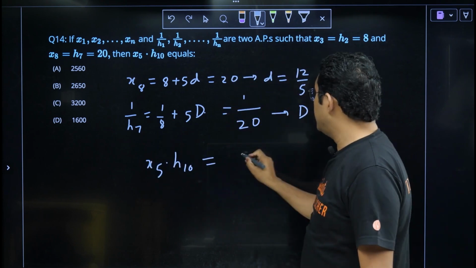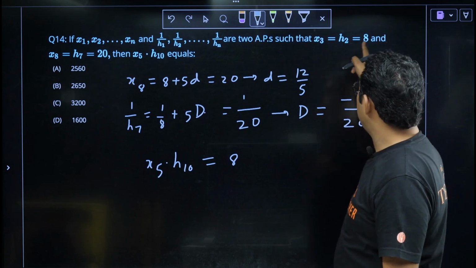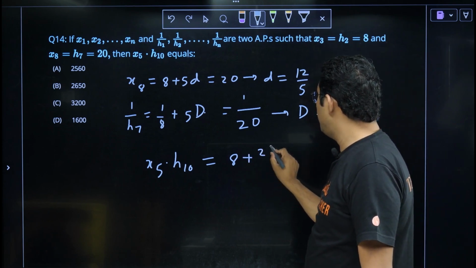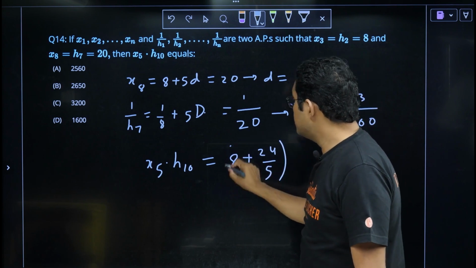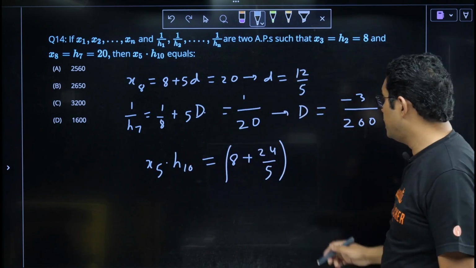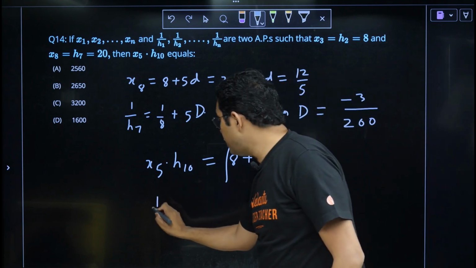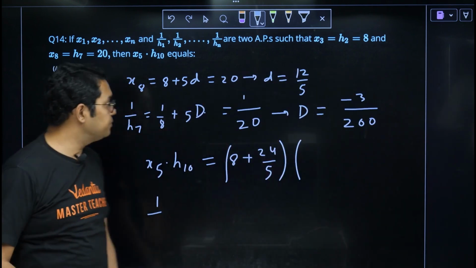X5 I can write once again as X3 plus 2D. X3 is 8 plus 2D, that is 24 by 5. Why 2D? Because X5 comes 2 terms after this. Okay. Now for H10, I'll find H separately. Actually 1 upon, let me do this calculation here.